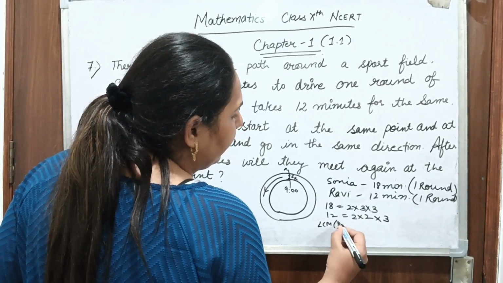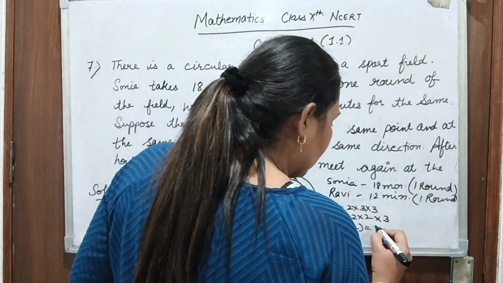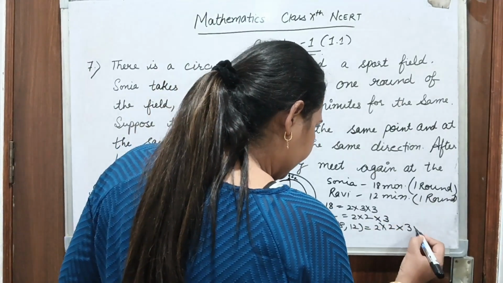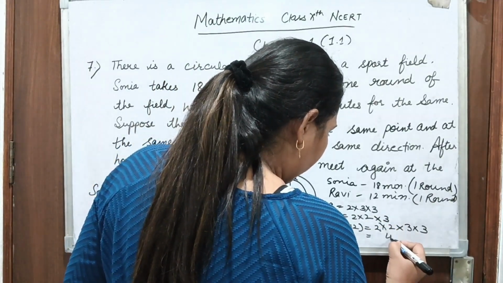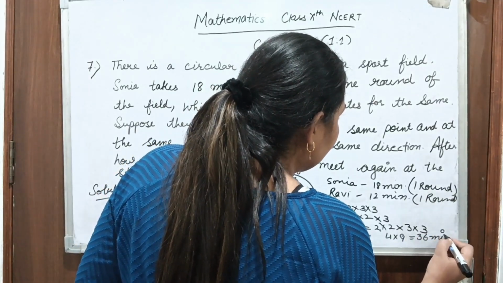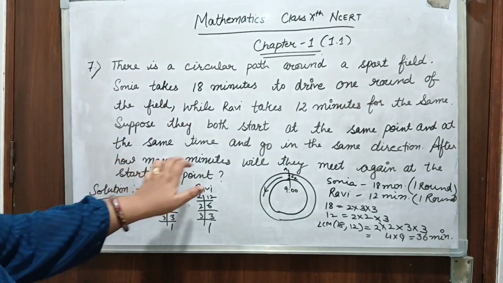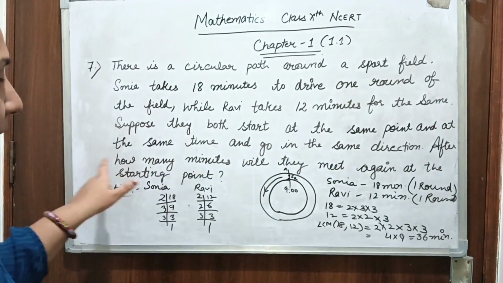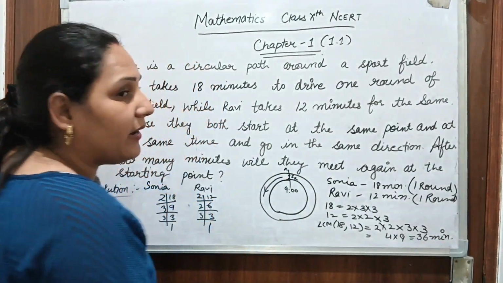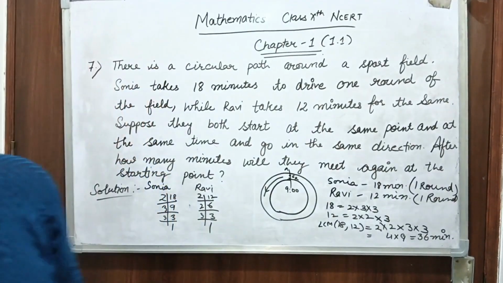So for the LCM, the prime factors of 18 are 2 multiply 3 multiply 3, and for 12, 2 multiply 2 multiply 3. The maximum power of 2 is 2 squared and the maximum power of 3 is 3 squared. 2 twos are 4, 3 threes are 9, and 9 fours are 36. So they will meet again after 36 minutes. So 36 minutes will be our answer. Hope you understand this question well. Okay students, we will meet in the next video.